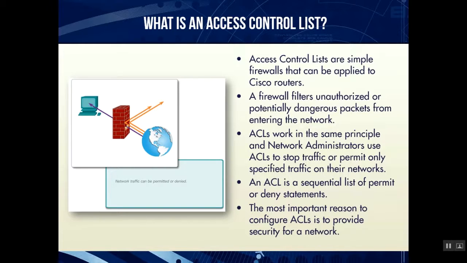An ACL is a sequential list of permit or deny statements that apply to addresses or upper layer protocols. ACLs provide a powerful way to control traffic into and out of the network. The most important reason to configure ACLs is to provide security for a network.